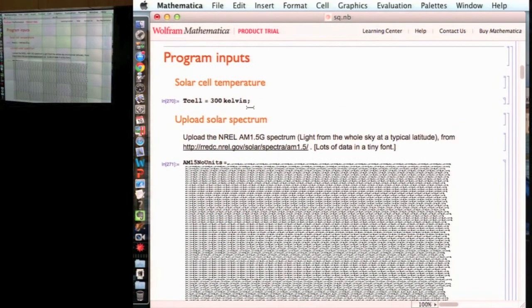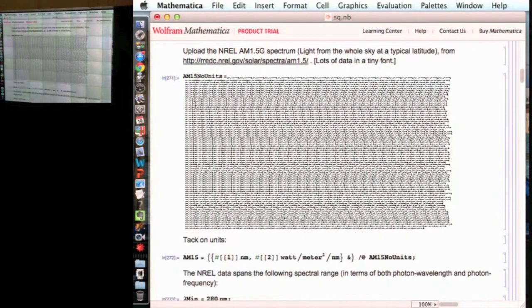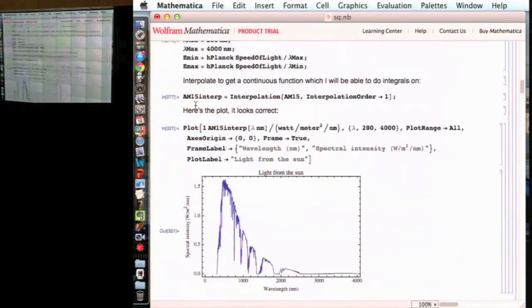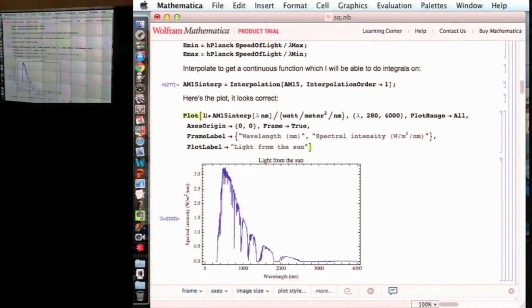So I take the temperature of the cell over here to be 300 Kelvin. I give it the AM 1.5 spectrum as input, and this is that AM 1.5 spectrum plotted out. And this is one of the reasons I like Mathematica. If I make it 2, it will take the intensity of 2 suns, so it plots it twice. Let's bring it back to 1.